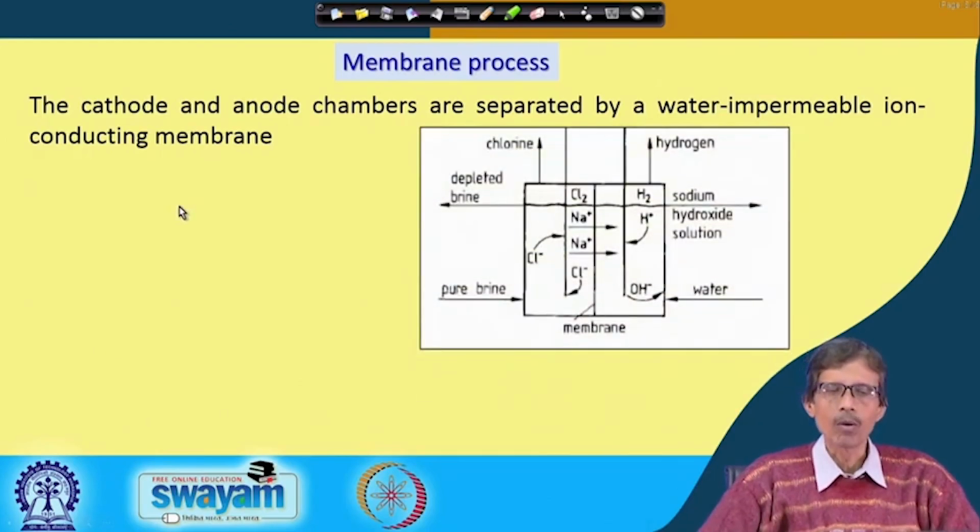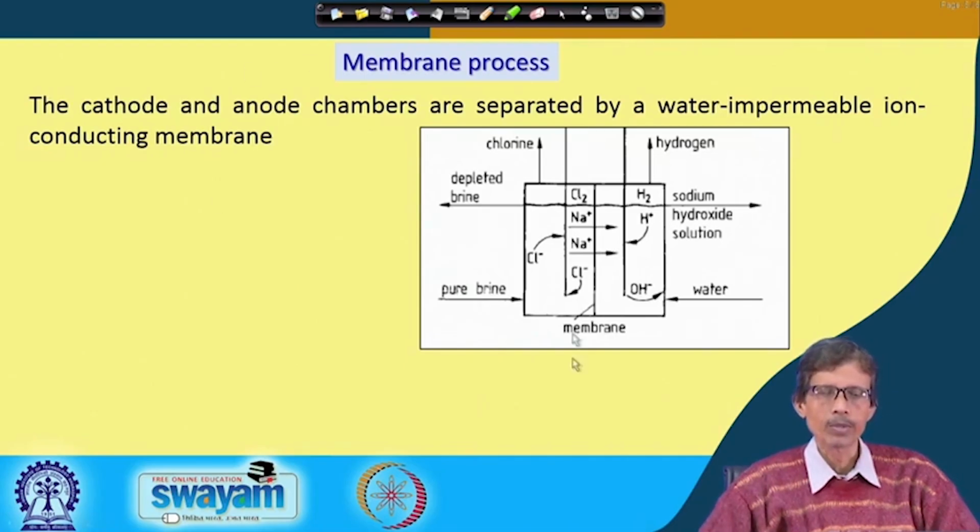We will see that you have the pure brine water, and that means you have the membrane in between. So, you have the cathode and the anode sides there. The pure brine is introduced at the bottom, and as the electrolysis process goes on, the amount of sodium chloride goes less and less, and at the end this is taken out.